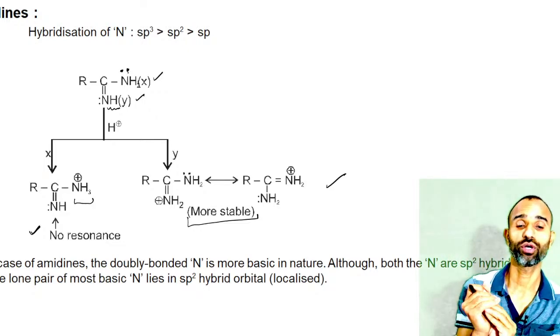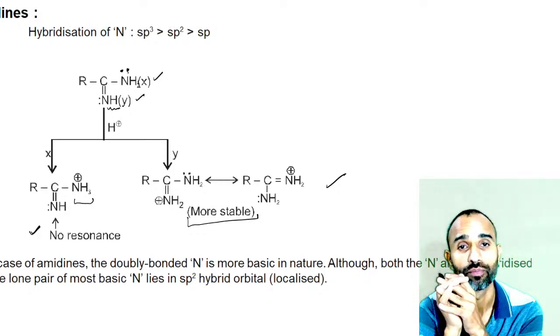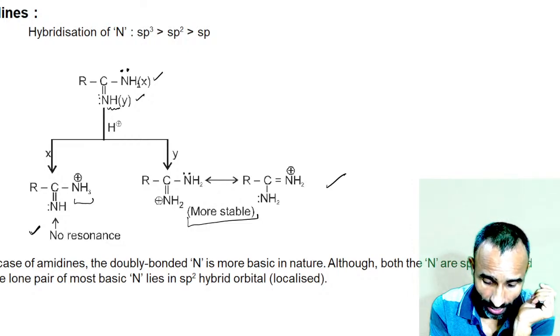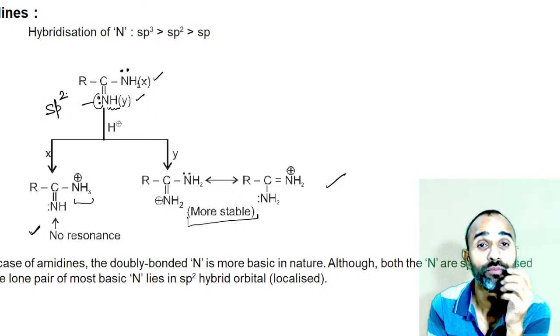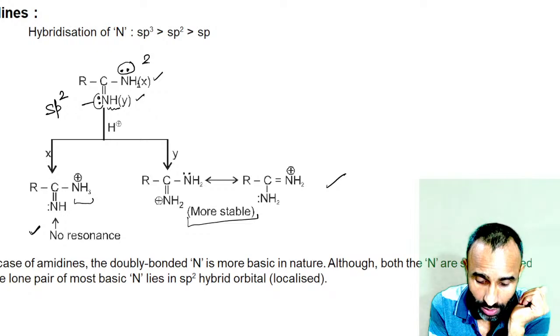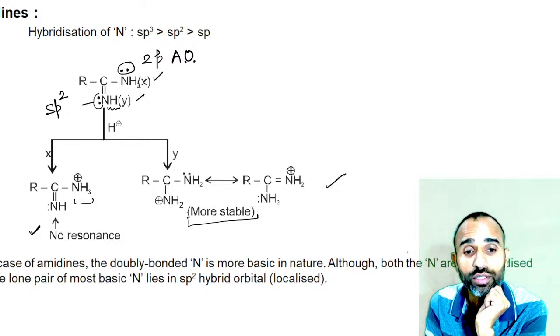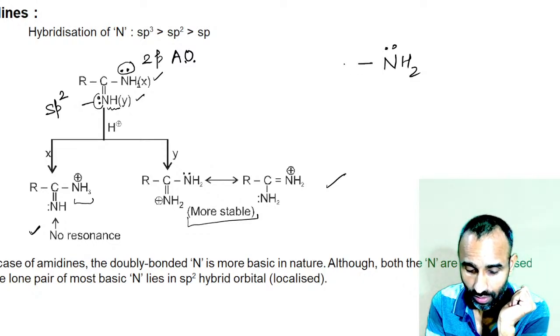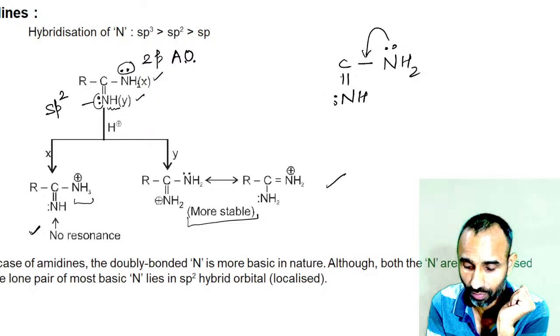See, the hybridization of both the nitrogens is sp2, but in NH this lone pair is in an sp2 hybridized orbital, but in NH2 this lone pair is in a 2p atomic orbital, because that is a part of the pi electron cloud. This NH2 containing lone pair is a part of the pi electron cloud because it is in conjugation with the pi bond. Got it?